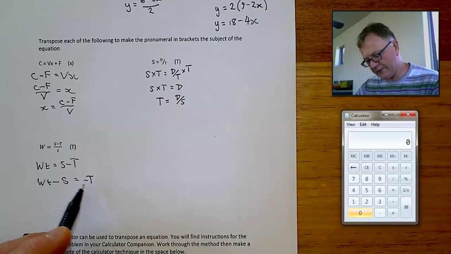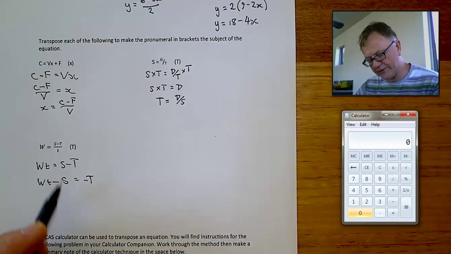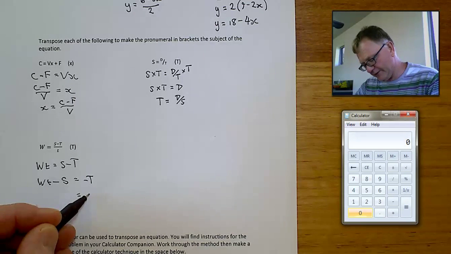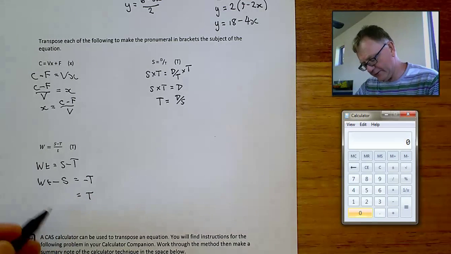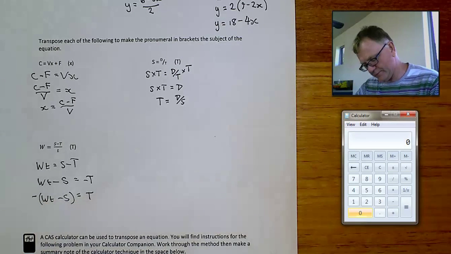Now I can get rid of this negative sign, and what we're doing actually is multiplying this side of the equation by minus 1. Minus 1 times negative T equals positive T. But I've also got to multiply this side by negative 1. So that means T is equal to the negative of all of this. You could leave your answer like that, that's pretty good.